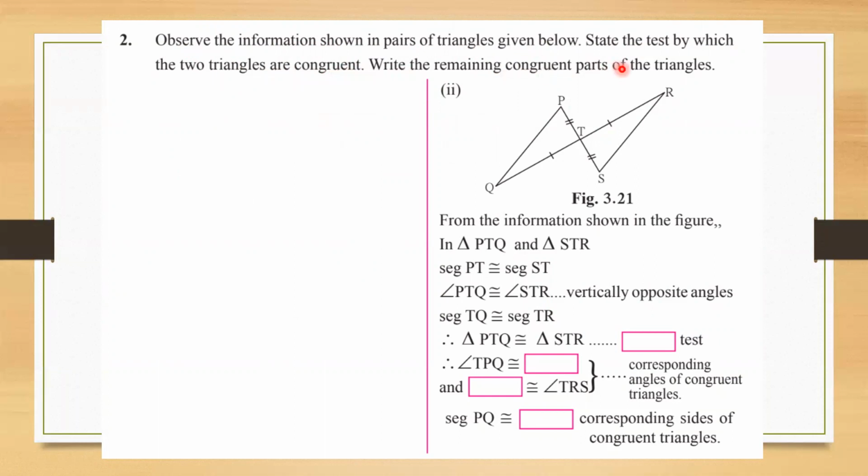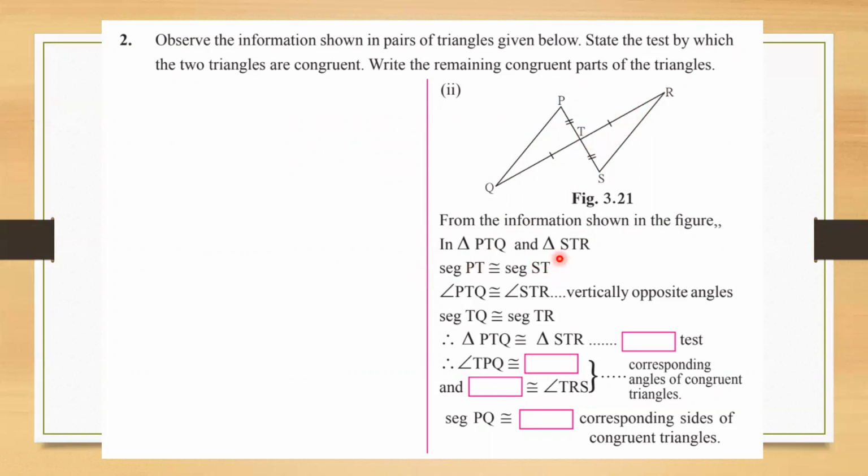Write the remaining congruent parts of the triangle. Okay, so in the second example, you can see both the triangles are given attached at one point. From the information shown in the figure, in triangle PTQ, let us trace that triangle PTQ, that means this triangle, and triangle STR, that means this triangle.